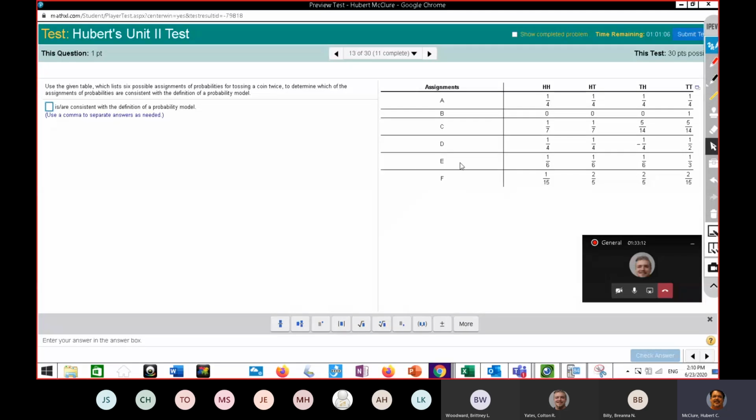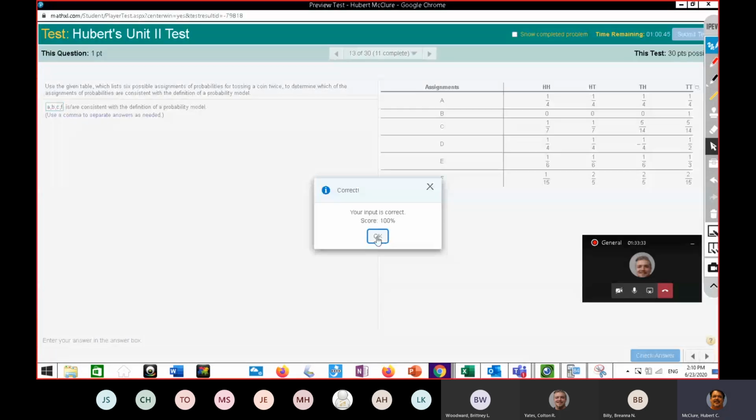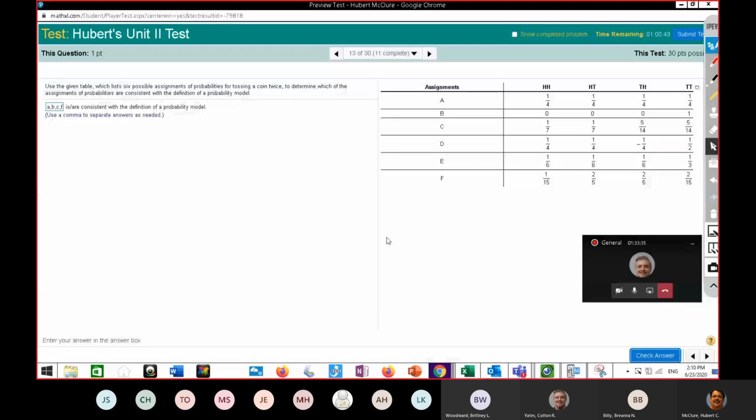All right, so which one? Somebody find the other one. I know D is, what's the other one? D and E are not. So A, B, C, and F. Does that sound good? A, B, C, and F. Let's check it. Yep. So what's wrong with D? It has the negative. And what's wrong with E? It does not equal up. 3, 6 plus 2, 6? It's 5, 6. It doesn't equal 6, 6. It's got to equal 1. We went over 2 of those in class. I remember going over 2 of those homework questions.